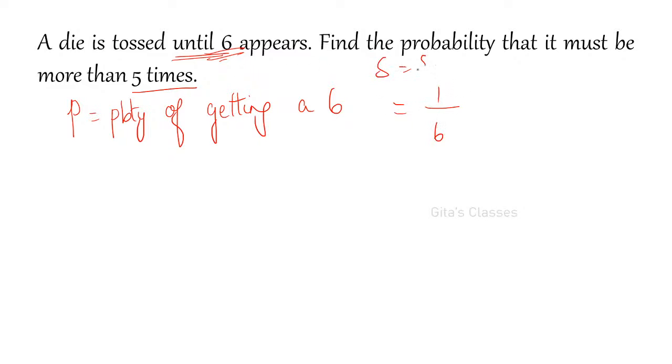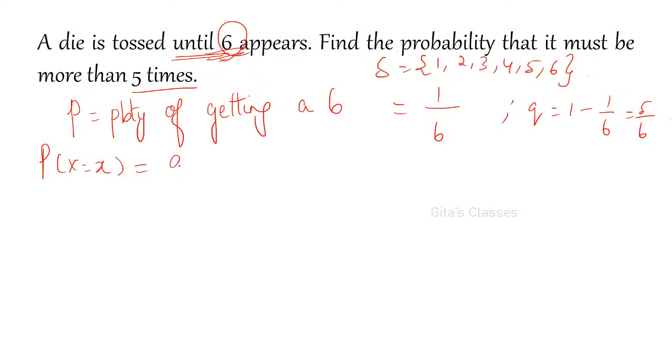What is the sample space you will have? 1, 2, 3, 4, 5 and 6, right? I want 6, so favorable cases is 1 and total number of cases is 6. So 1 by 6. Therefore our q is 1 minus 1 by 6, that is 5 by 6. Getting a 6 is taken as success. Find the probability that it must be more than 5 times. So up to the 5th term we are not getting it. And our capital P of x is equal to q to the power x minus 1 into p.